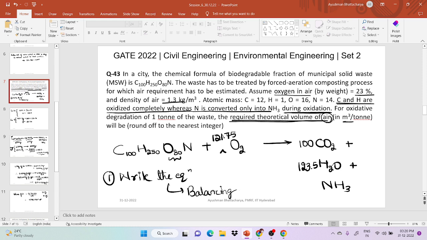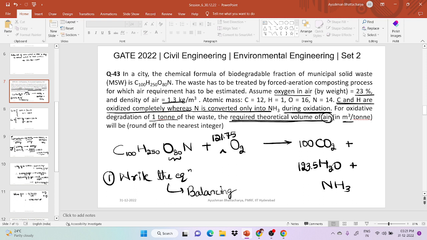In this question they are telling that in a city the biodegradable fraction of municipal solid waste is C100 H250 O80 N. The waste is to be treated by the forced aeration composting process, for which air requirement has to be estimated. Assume oxygen in the air is 23%, and density of air is 1.3 kg per meter cube. Carbon and hydrogen are oxidized completely, whereas nitrogen is converted only to ammonia during oxidation. For oxidative degradation of 1 ton of waste, the required theoretical volume of air in meter cube per ton will be.